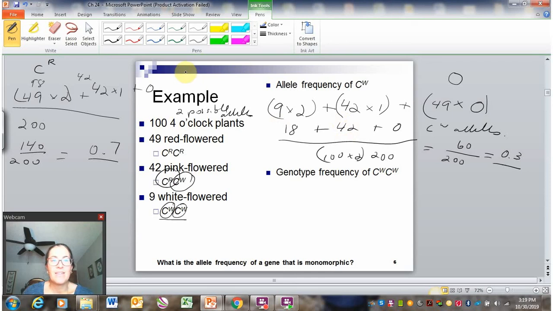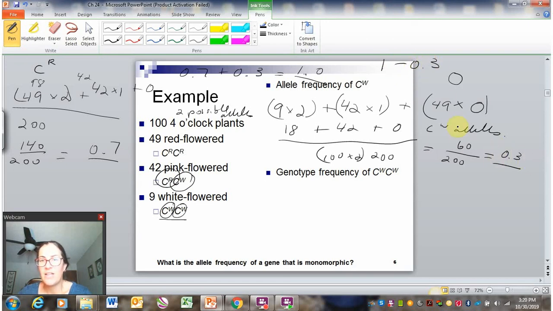So notice that 0.7 plus 0.3 is equal to 1.0. The maximum possible is 1.0, or 100%. Remember I mentioned this is kind of like percentages: 1.0 is equal to 100%. The other way you can figure out the other allele frequency once you know one of them is to take one and subtract the other. If I had calculated CW, I could have taken 1 and subtracted 0.3, and that would have told me what CR was. So that's going to work for allele frequencies.